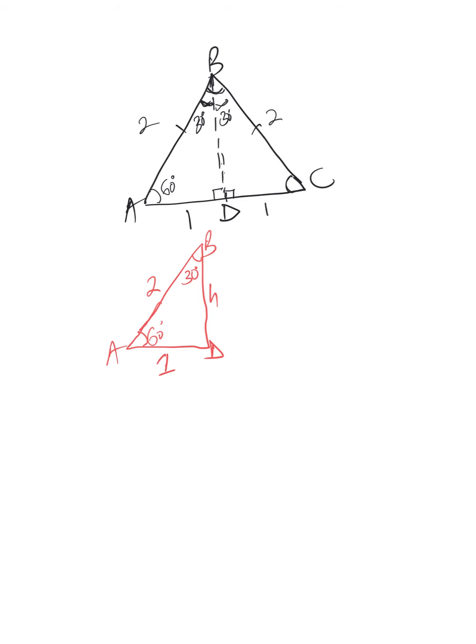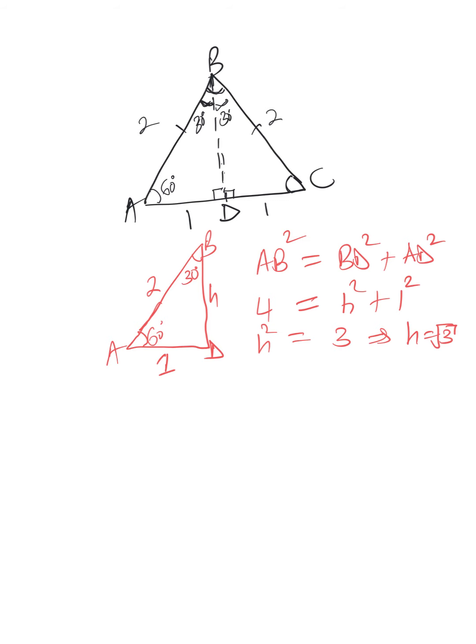We know that the Pythagoras theorem states that the hypotenuse squared is the same thing as the sum of the squares of the opposite and the adjacent. So it's equal to BD squared plus AD squared. So 2 squared, which is 4, is equal to H squared plus 1 squared, where H is BD. Therefore H squared is equal to 4 minus 1, which is 3. So what is H? H is the square root of 3. And we are dealing with length, so we take the positive square root.